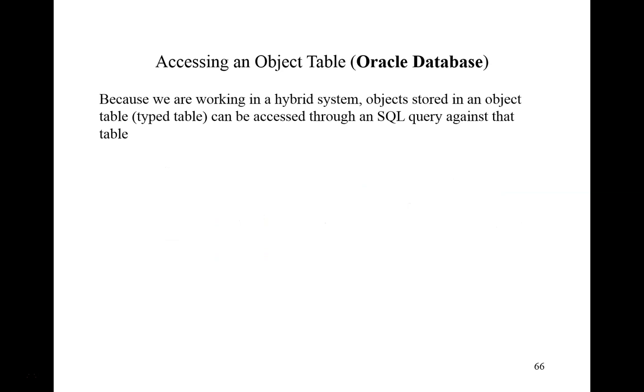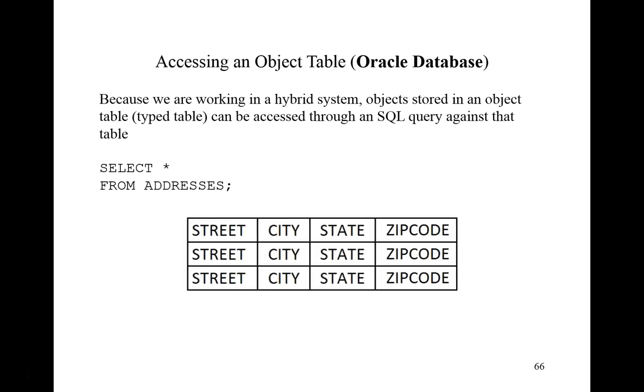Because we're working with a hybrid system, an object-relational system, the object stored in an object table can be accessed through an SQL query against the table. Looks like we're accessing a regular relational table. Select asterisk from addresses. And the result will be a bunch of rows presented to us that looks very much like we had just queried a relational table.